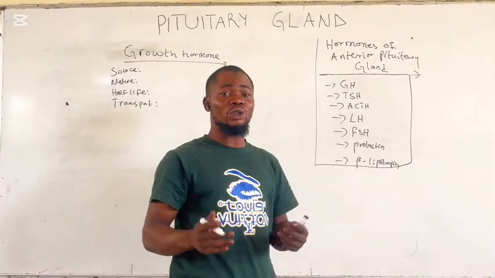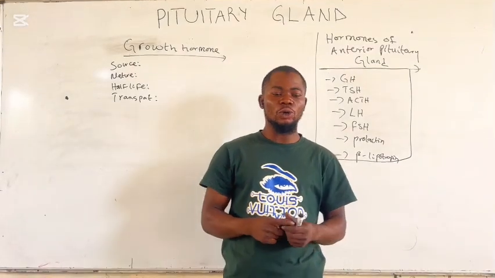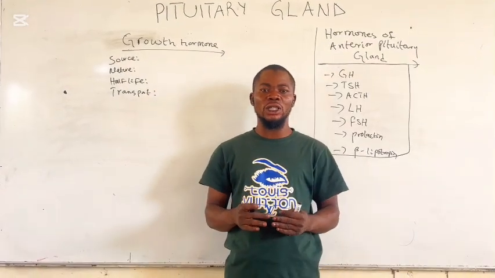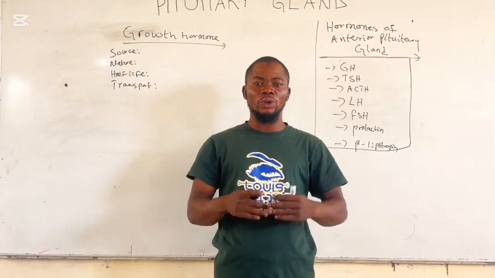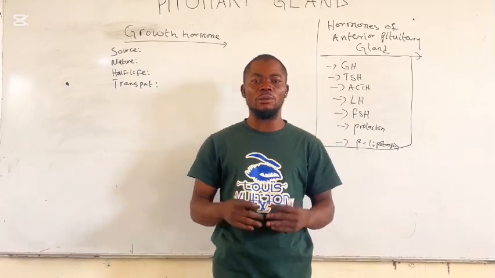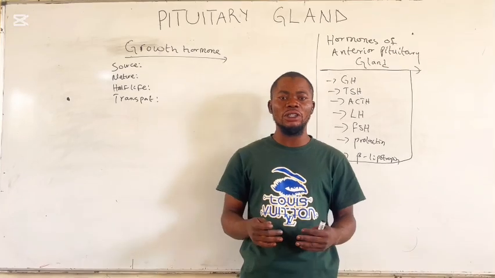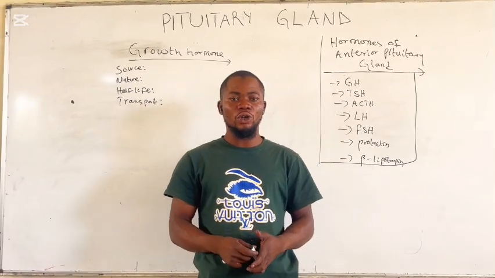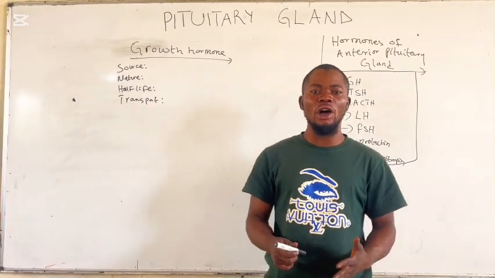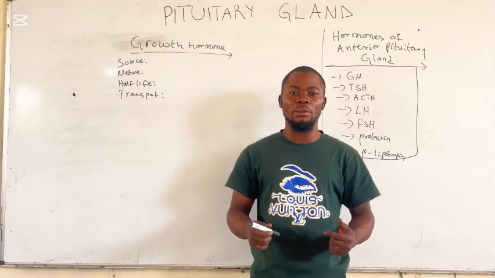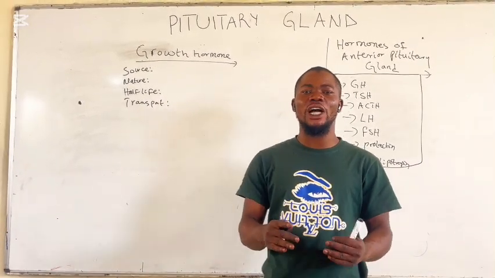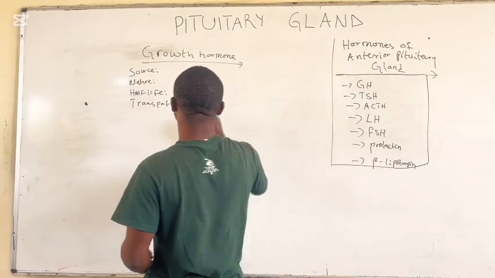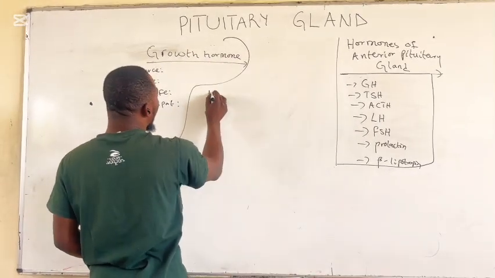What are the actions of the growth hormone? The major action of growth hormone is that it's responsible for the general growth of our body, as well as differentiation of some types of cells, such as the bone cells and the muscle cells. Growth hormone brings about an increase in the number of cells as well as the size of the cell by cell division. In addition to its general growth action, growth hormone also acts on metabolism.